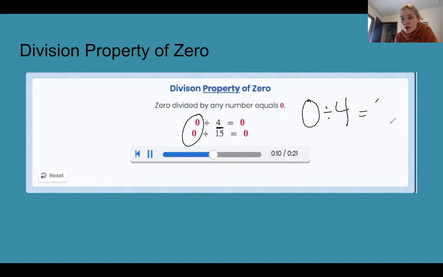It would equal 0. If I have 0 to begin with, and I need to divide that into 4 equal groups, I can't do it, you guys. That is just simply 0. So that is what this property is saying: 0 divided by any number equals 0.